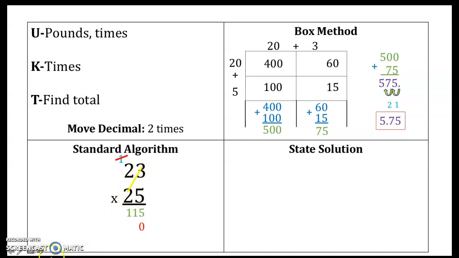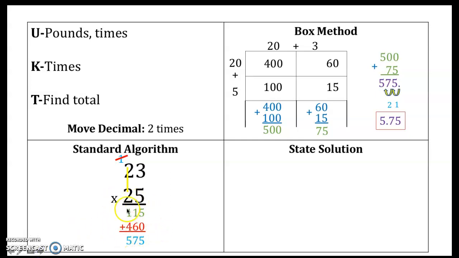2 times 3 is 6. And then 2 times 2 is 4. Now that gives us 115 plus 460. Again, we need to make sure that our place values are perfectly lined up in order to ensure that we get an accurate sum. And we need to also make sure that we know that these are partial products and they need to be added together in order to get the final product.